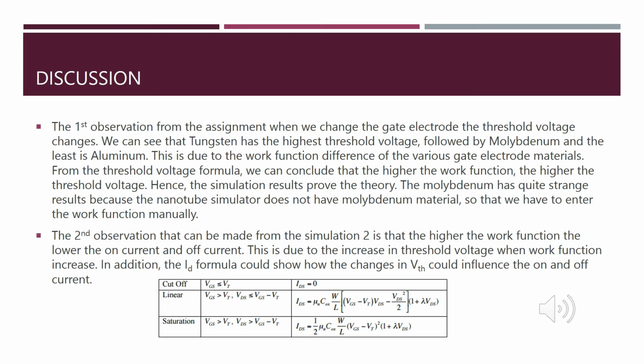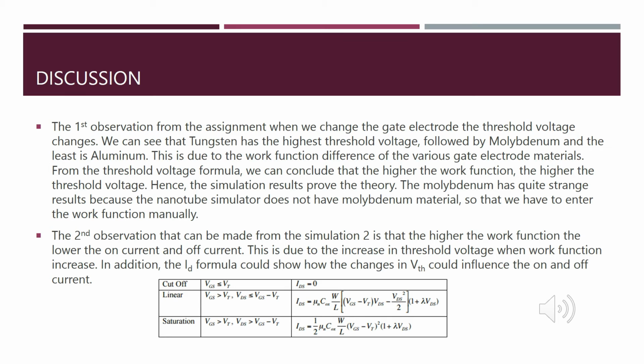The first observation from the assignment: when we change the gate electrode, the threshold voltage changes. We can see that tungsten has the highest threshold voltage, followed by molybdenum, and the least is aluminum. This is due to the work function difference of the various gate electrode materials. From the threshold voltage formula, we can conclude that the higher the work function, the higher the threshold voltage. Hence, the simulation results prove the theory.